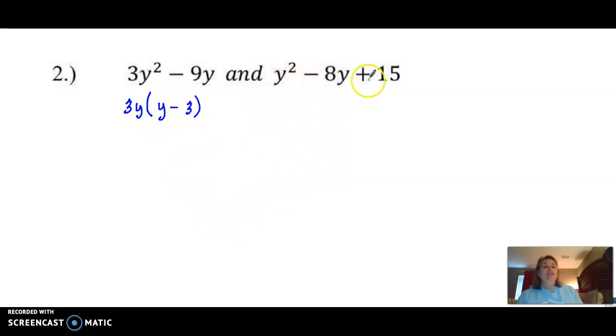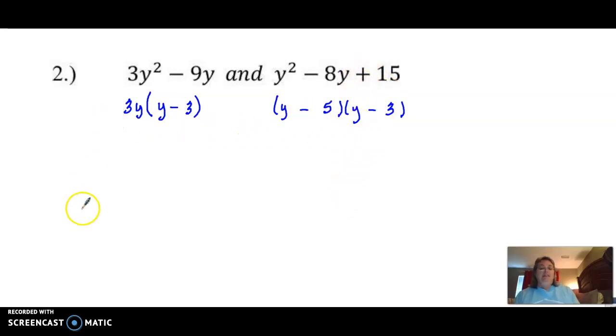When I factor here, there's nothing common in all three of these, so I'm going to have a y and a y. And then factors of 15 that will give me 8 would be 5 and 3. To get a negative 8, they both need to be negative. Plus that'll give me a positive 15.